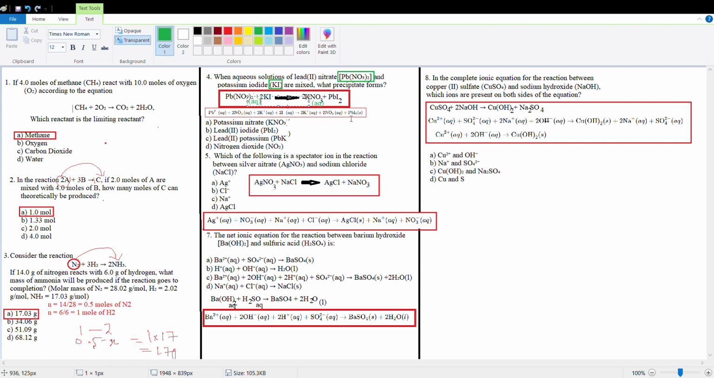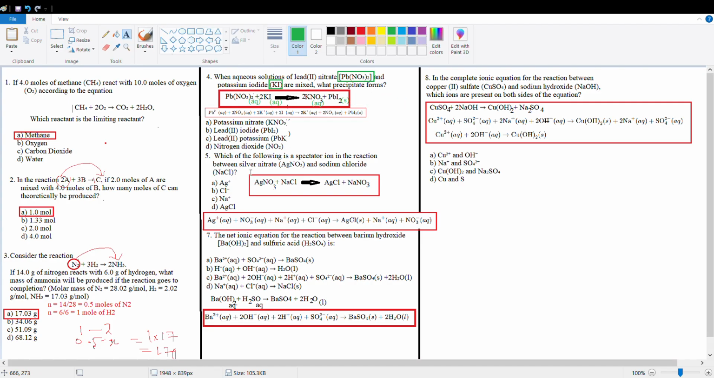Most of the halogens, chlorine, chloride, bromide, iodide are soluble. However, this lead iodide is insoluble, so I should write it as solid. That means solid means a precipitate forms here, and that means we are having the precipitate of lead iodide, and my answer should be lead iodide here.